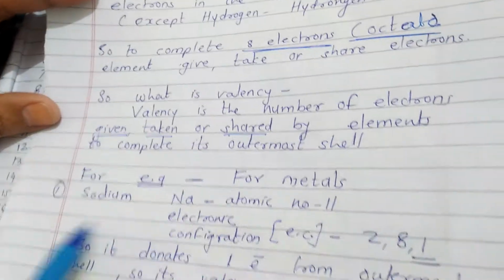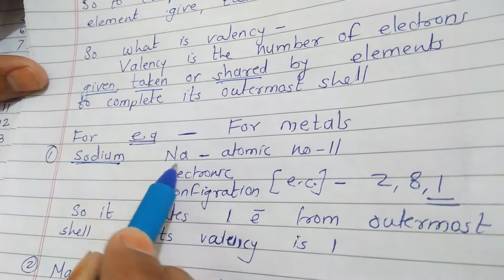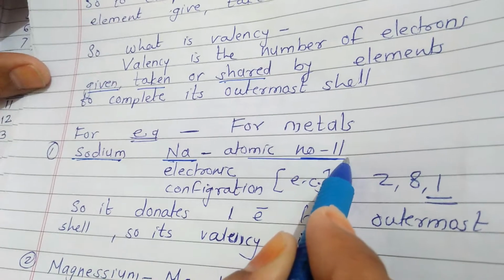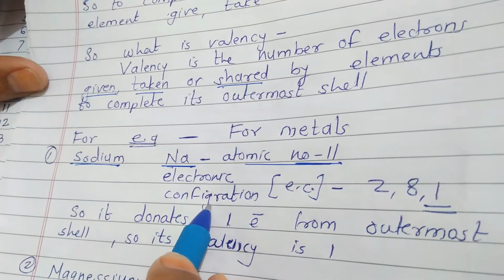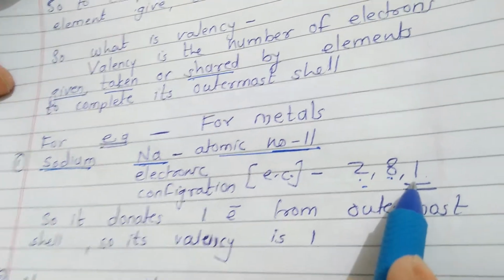Now it will be clear by taking some examples. Suppose sodium. We know sodium. The symbol of sodium is Na. Atomic number of sodium is 11. So what is the electronic configuration? 2, 8, 1. First shell 2, second shell 8, third shell is 1.